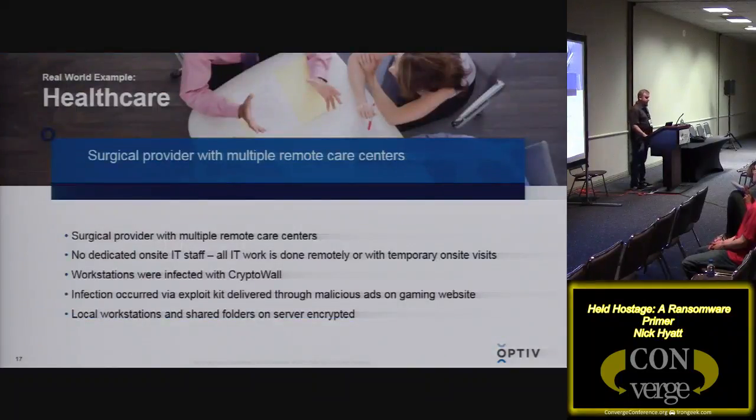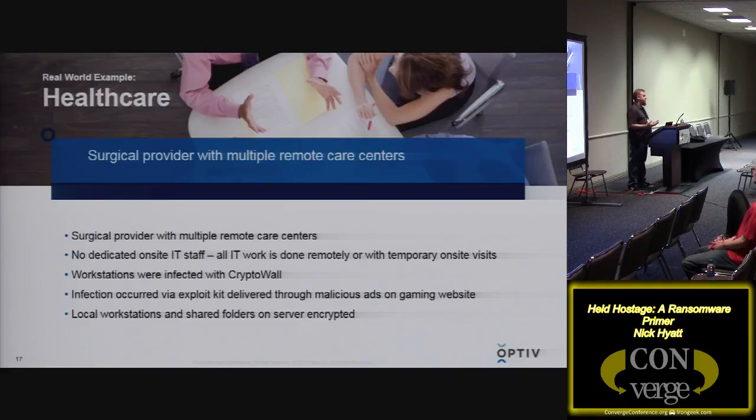Let's take a look at our first real-world example. This is going to be a healthcare environment. And while we're looking at these, I want you guys to kind of get an idea of these environments and look for some commonalities and maybe some things that aren't so common in these. We have a surgical provider here with multiple remote care centers. So there's no dedicated on-site IT staff. All of that IT work is done remotely or with temporary on-site visits.